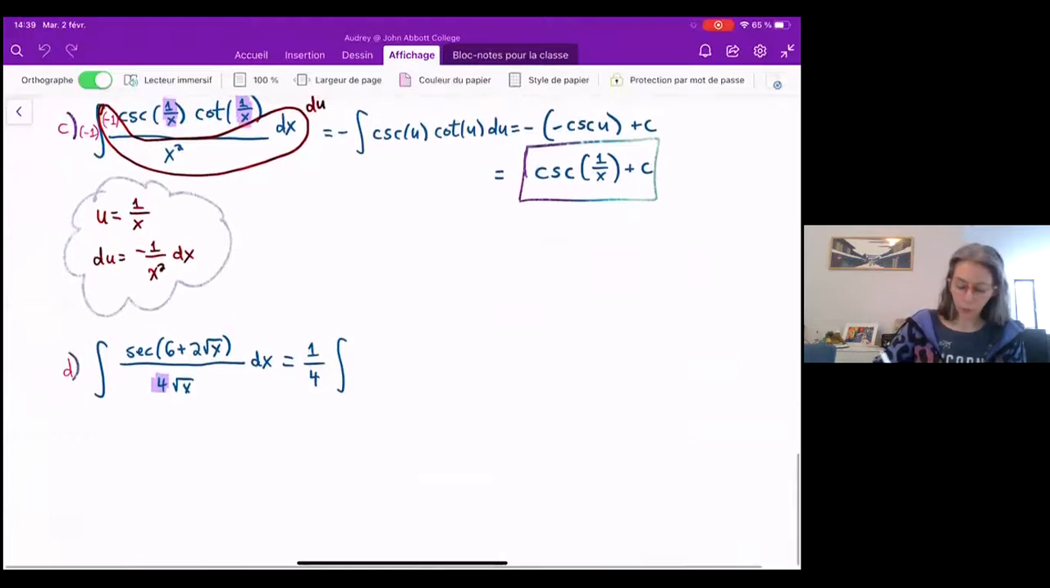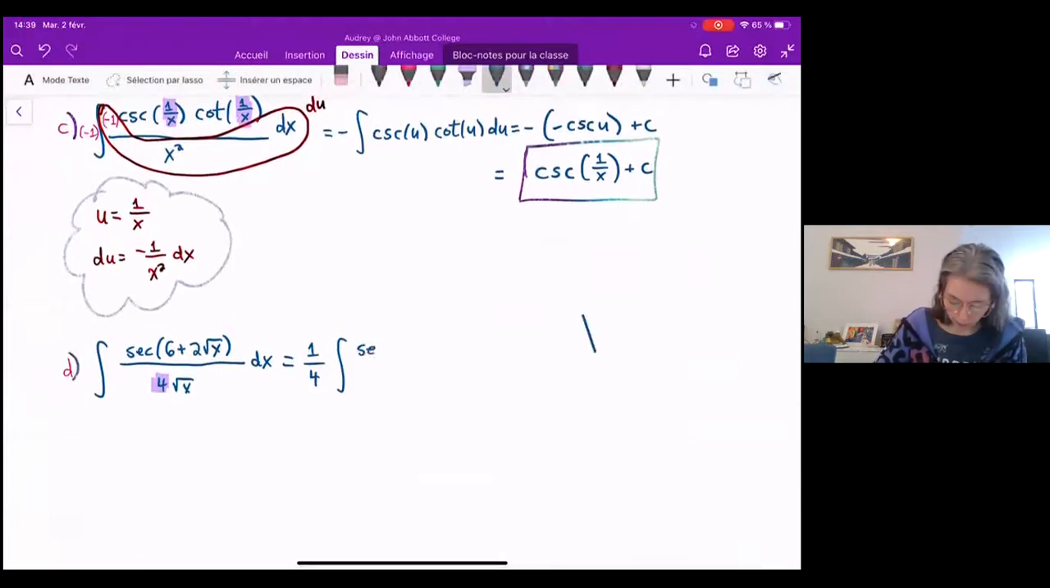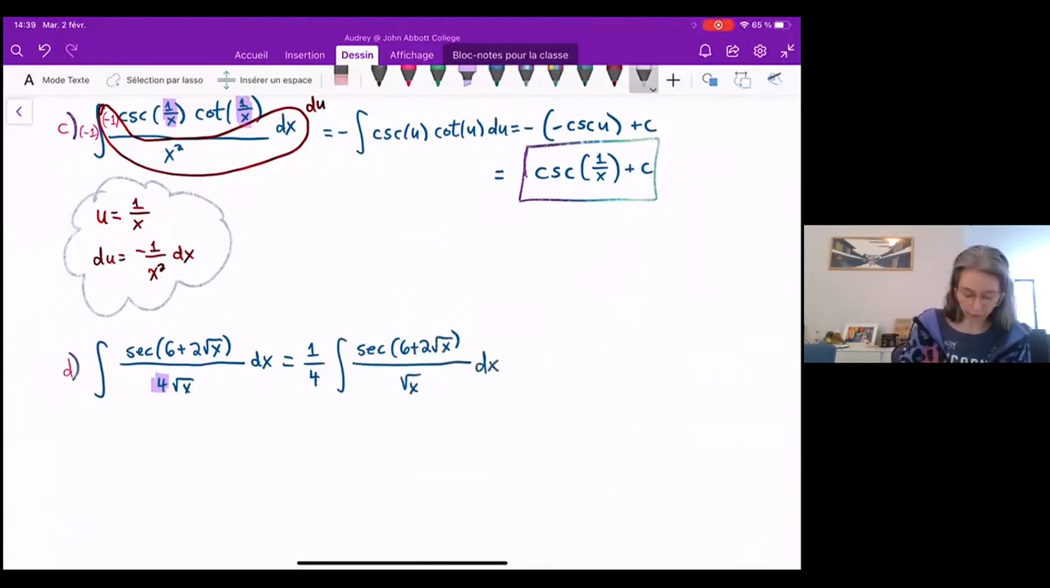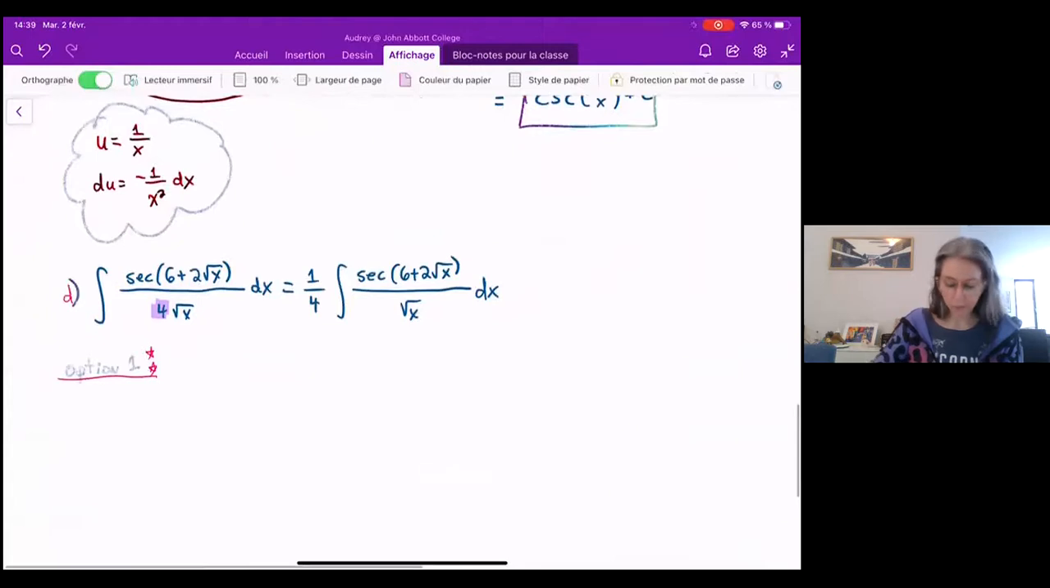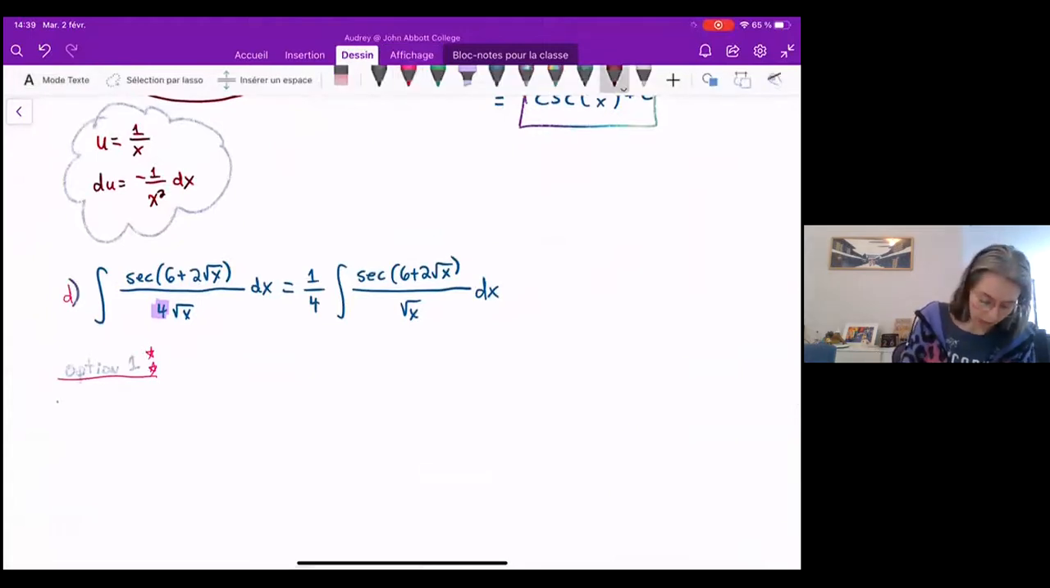Okay, so secant of 6 plus 2 root x over root x dx. Now my option 1 for this problem is to use my new idea of u that I just came up with right here. That u should be the thing inside of the trig function. So I'm going to let this be 6 plus 2 root x.